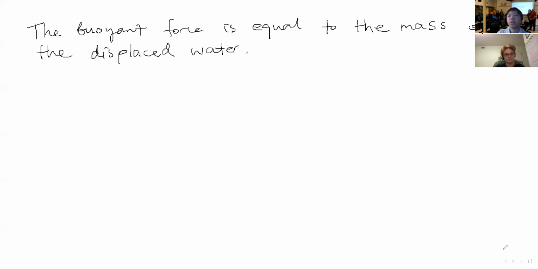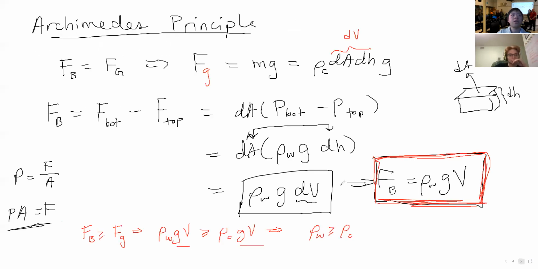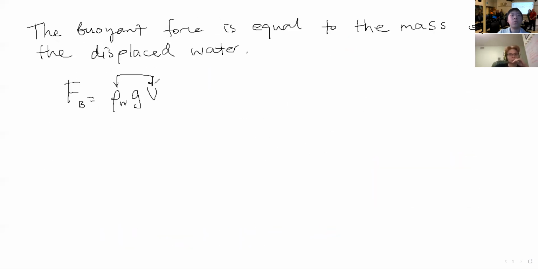Right, because think about it like this. We know that FB is equal to rho water times g times V from what we derived here. But then what happens when you combine rho of water with V? Oh yeah, I know I said g. So what is rho water times V? Yeah, it's equal to mass.